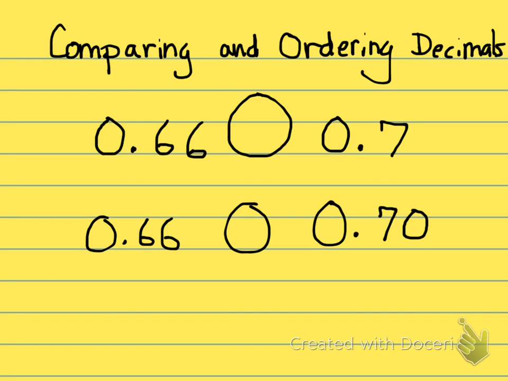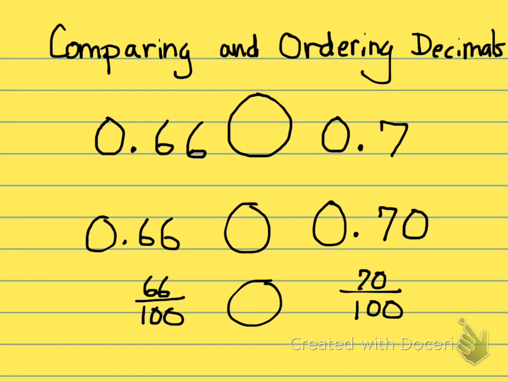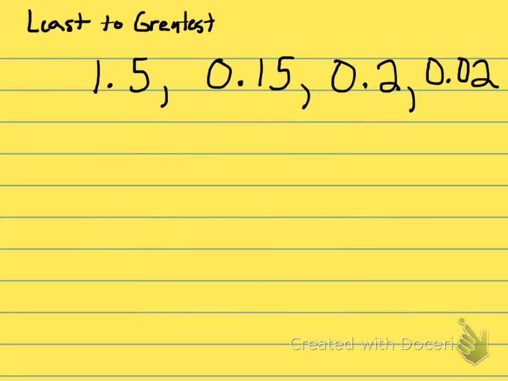And if it is still hard to look at this as a decimal, you can think of it as its regular fraction form. And 66/100ths is less than 70/100ths, just as 66/100ths is less than 7/10ths. Okay, so we will place this in order from least to greatest.